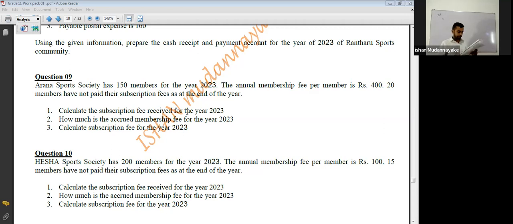Subscription fee receivable for the period, the receivable amount. And then third one, calculate subscription fee for the period. It means the third one is the relevant amount for the period. Relevant subscription fee for the period.